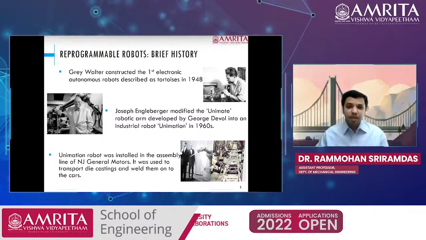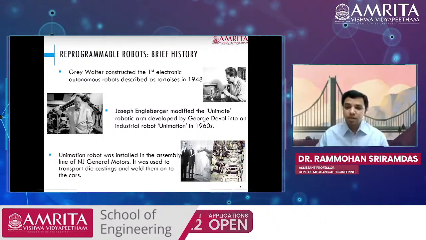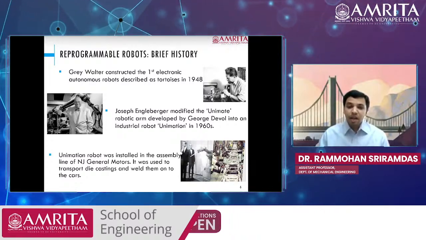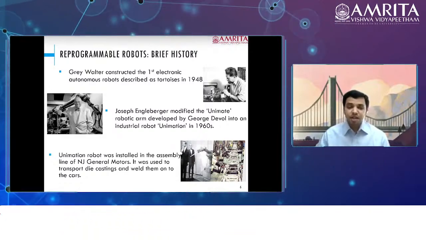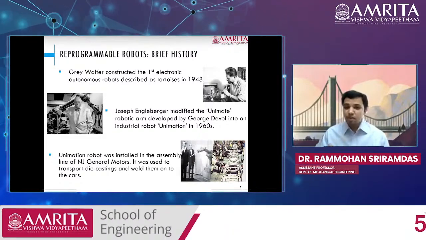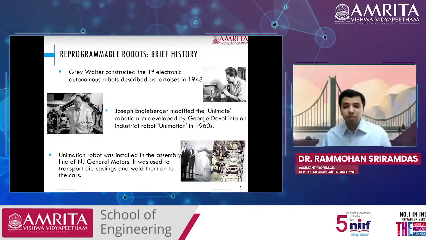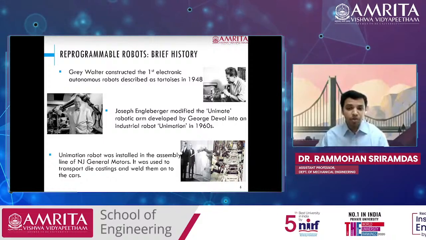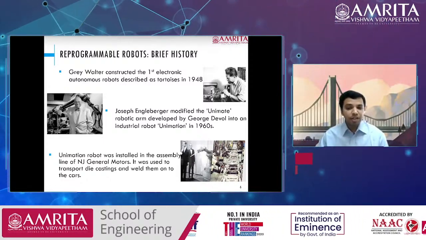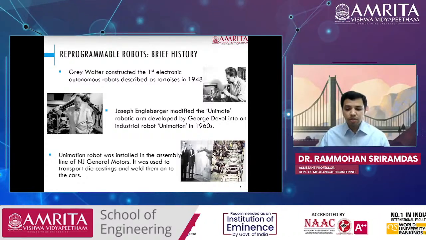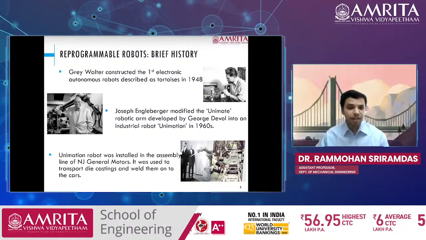After which you will see the image on the left-hand side with a person with his hand on the robot manipulator, right? And this was the person named Joseph Engelberger, okay? This person is in fact now called the father of robotics. And why? Because he modified an industrial robot which was developed by George Devol, called Unimation. He modified that into a more sophisticated, practical robotic arm and called it the Unimate.